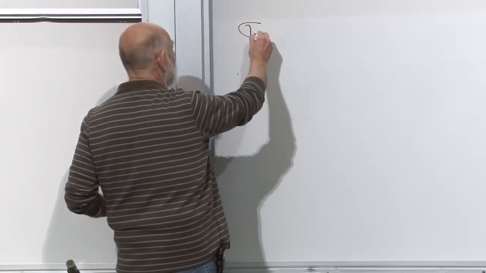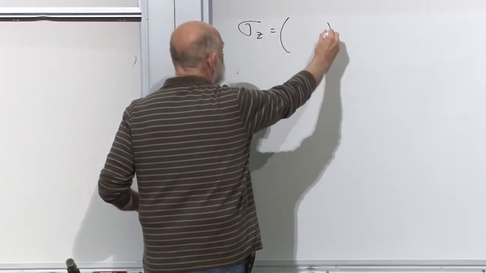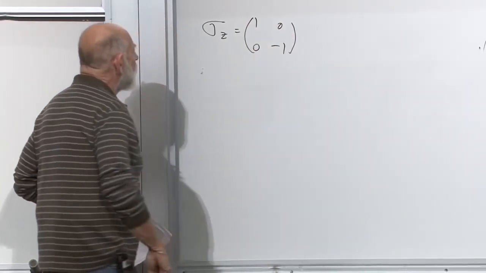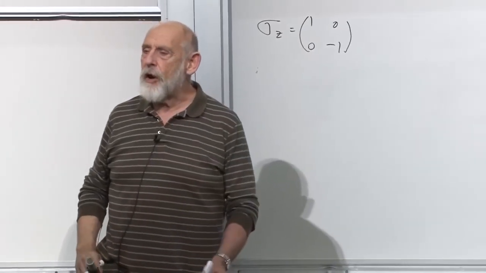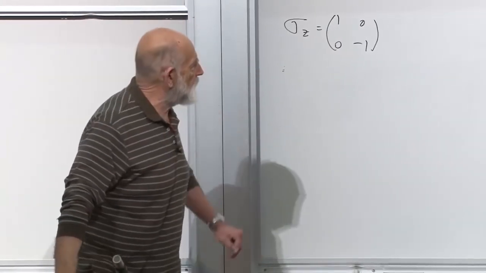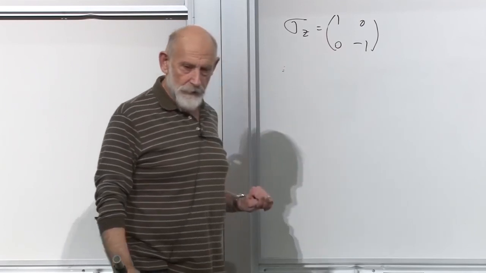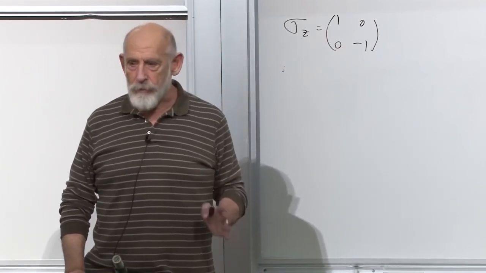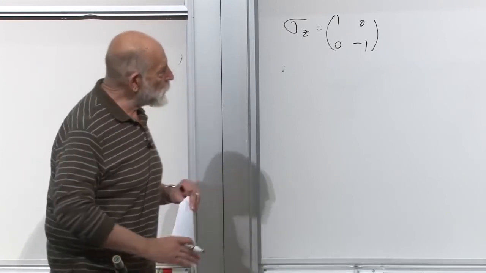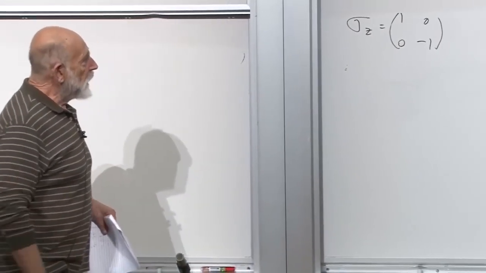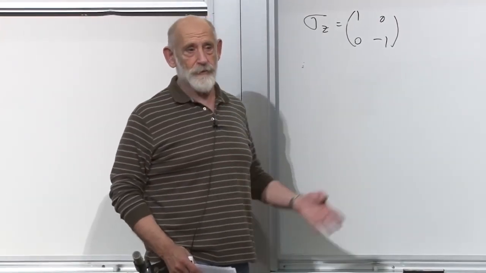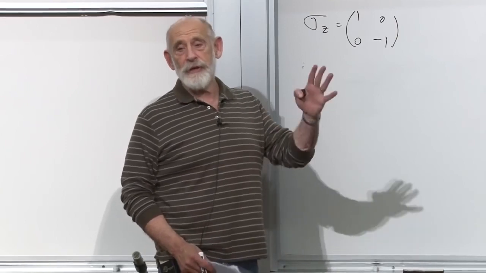Here they are. Sigma z is equal to the matrix with 1, 0 in the first row and 0, -1 in the second. Now, we've made an arbitrary choice. We've decided to take sigma z to be the diagonal matrix. In other words, we are working in the representation of the z component of the spin. We've chosen to take that to be diagonal. And of course, what are the eigenvalues of this matrix? The eigenvalues are +1 and -1, representing up and down.